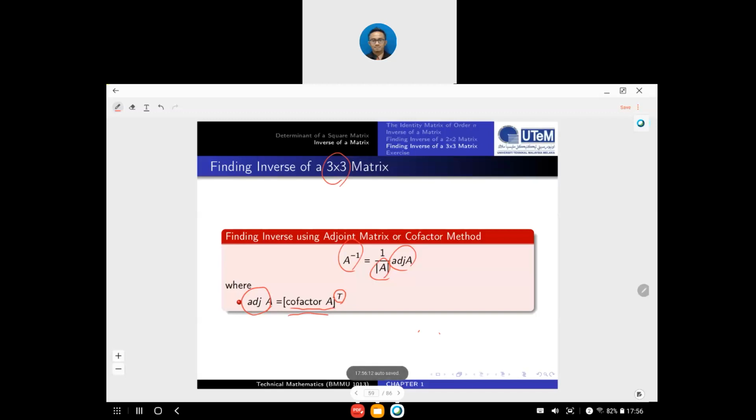Kalau tadi kita nak cari determinant, kita hanya cari 3 je cofactor. But this one, if you want to find the inverse, awak kena cari semua cofactor for each element in the matrix. Maksudnya awak kena cari 6 lah. Bukan 6, 9 semua cofactor yang awak kena cari.